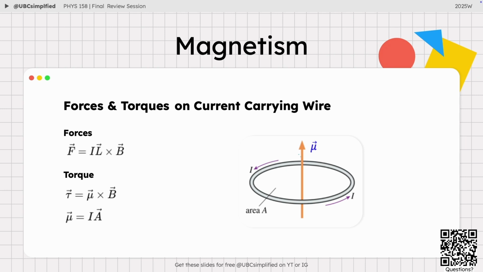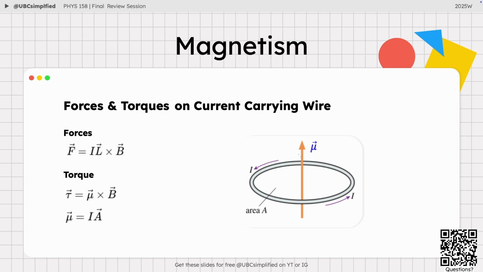It's just IL crossed into B, and it's not I crossed into B, it's actually the vector L crossed into B. I actually don't know why it's L crossed into B, but it's just the direction of the current, the magnetic field, and then the force. Same thing with charges moving.